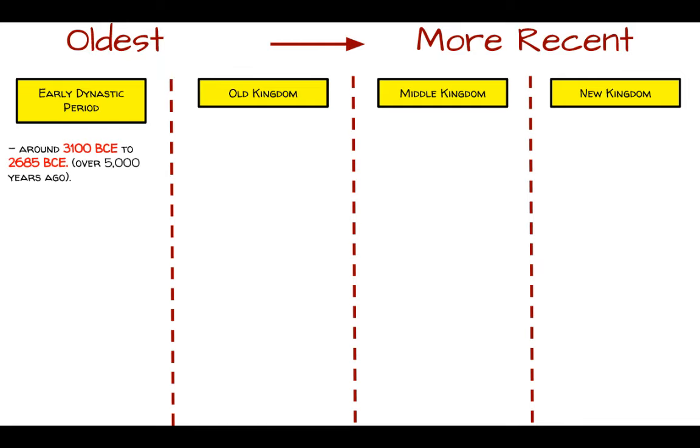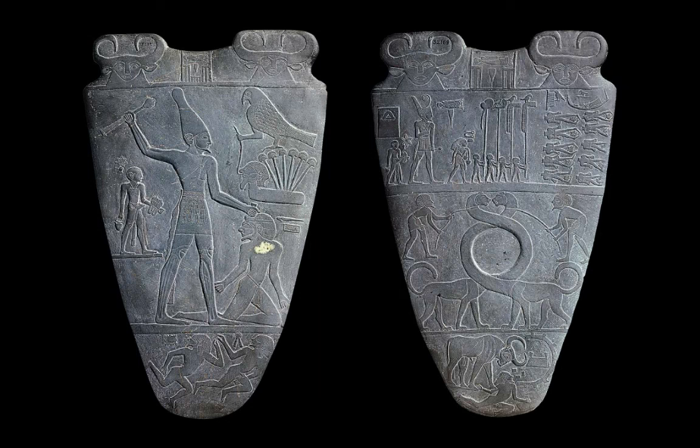So the early dynastic period happened between 3100 BCE and 2685 BCE. So we're looking at over 5,000 years ago. And during this time period, the big event that happens is that the kingdoms of Upper and Lower Egypt will be united, and this is the foundation of ancient Egypt. A pharaoh that we'll look at from this time period is the famous pharaoh Narmer, also known as Menes.